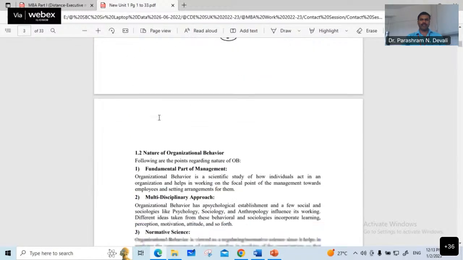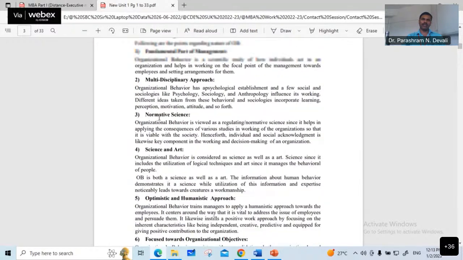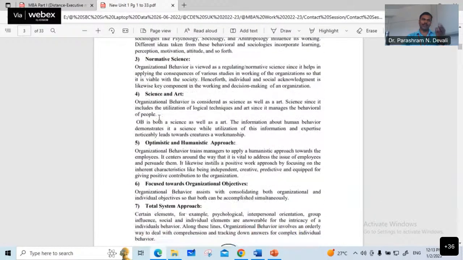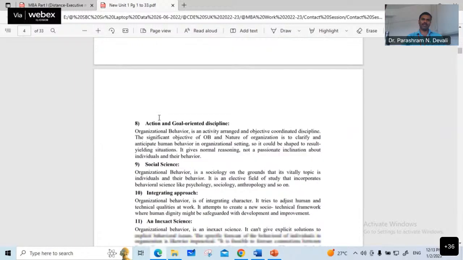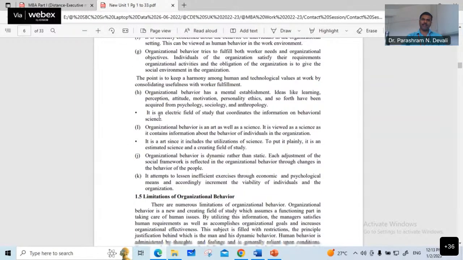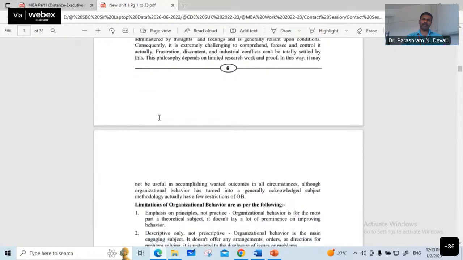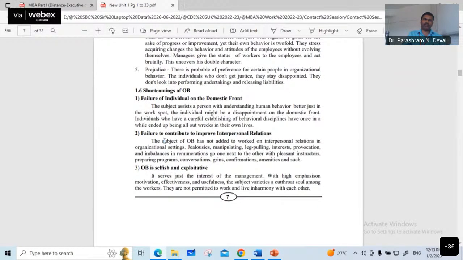In this unit I have mentioned some definitions and the nature of organization behavior, which the author explains in very easy language. The limitation of organization behavior is there. Then what do shortcomings of organization behavior mean?